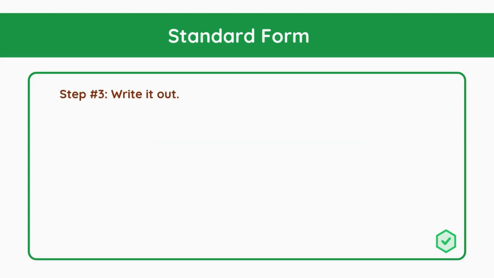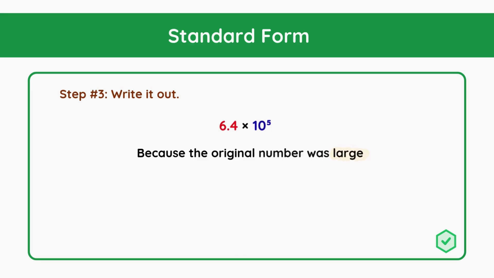Step 3. Write it out. 6.4 times 10 to the power of 5. And because the original number was large, the power is positive. That's the pattern to remember.